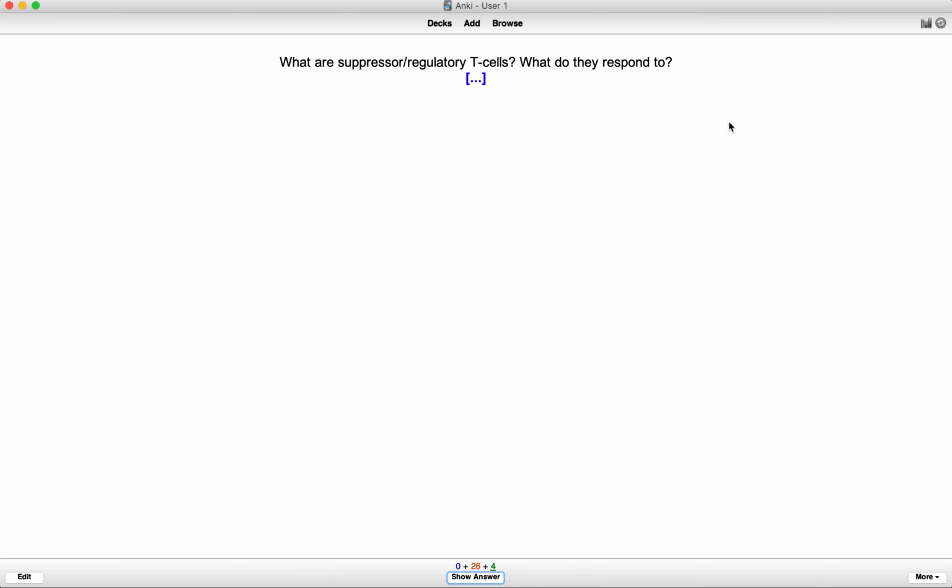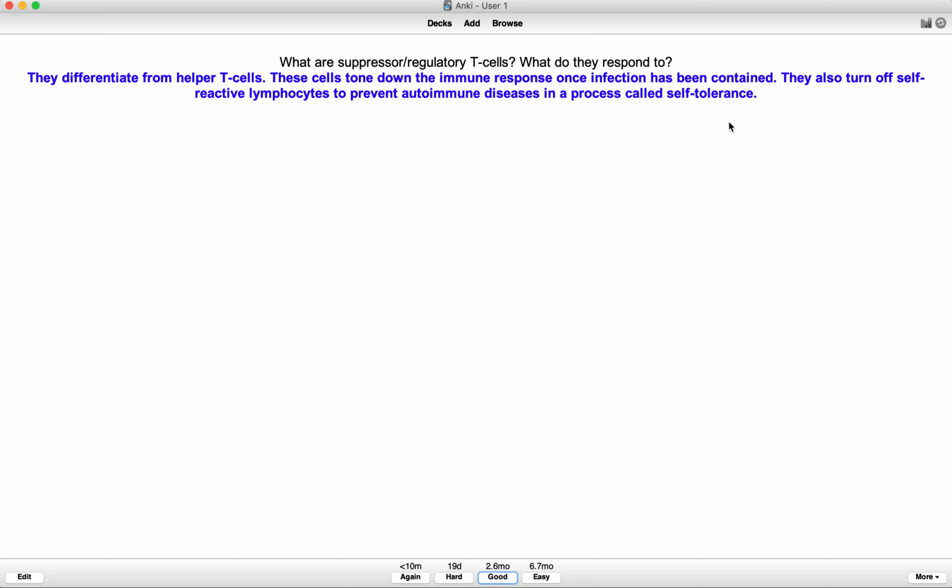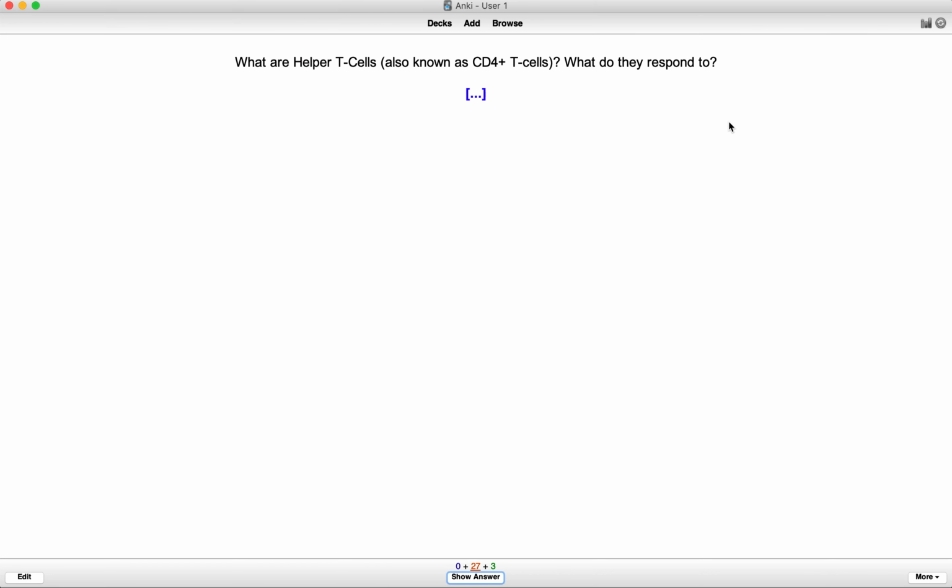What are suppressor regulatory T cells? What do they respond to? They differentiate from helper T cells, and these cells tone down the immune response once infection has been contained. They also turn off self-reactive lymphocytes to prevent autoimmune disease in a process called self-tolerance.